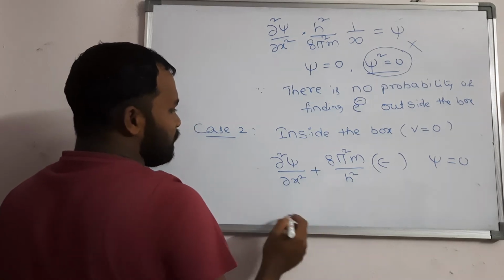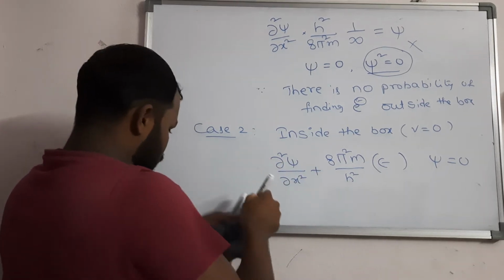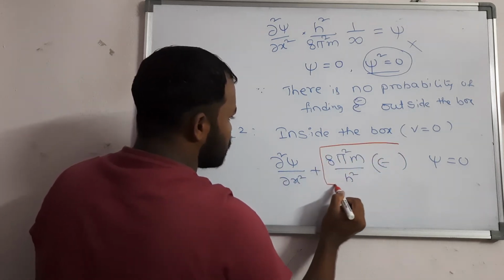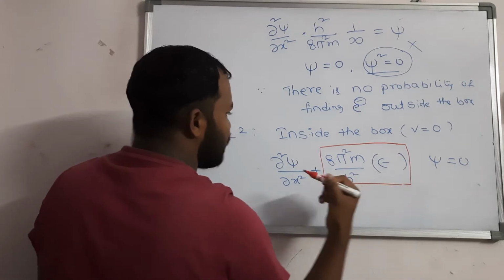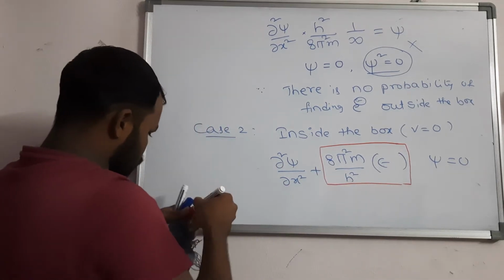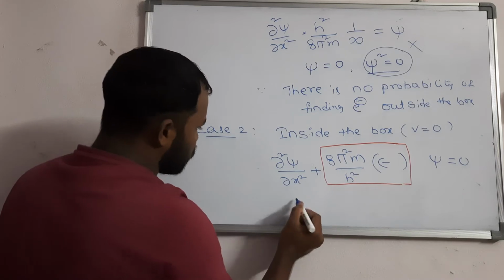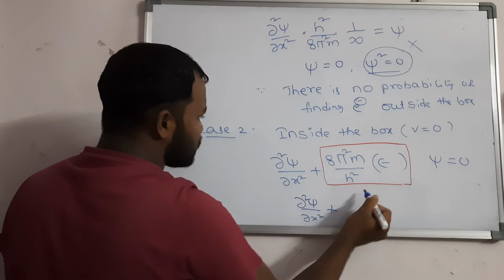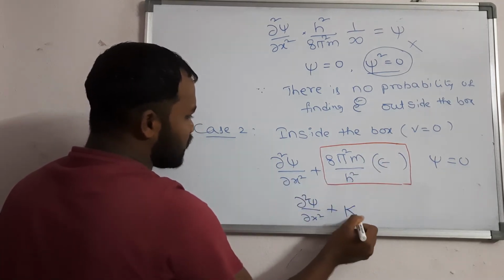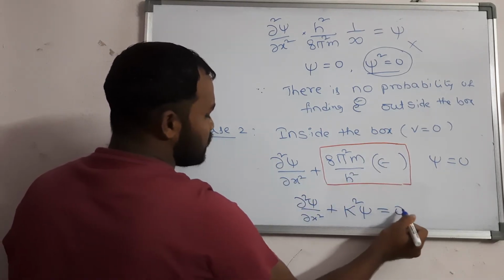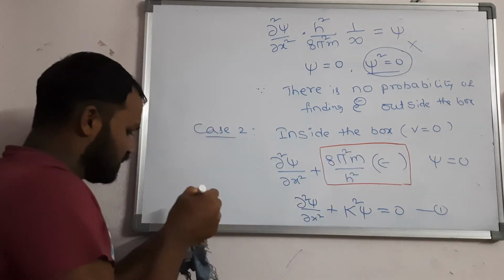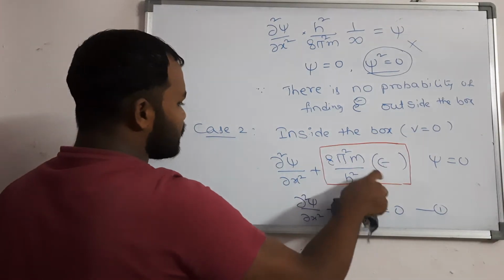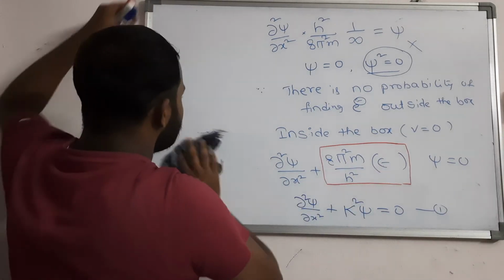So that means I am going to take this value as k square, a constant. You should write del square psi by del x square plus k square psi is equal to 0. This is equation number 1. I am just taking the value to be k square.